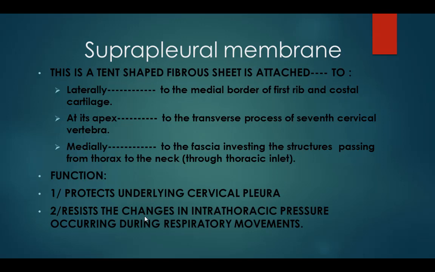This is a tent-shaped fibrous sheet attached to the medial border of the first rib and costal cartilage laterally, and attached to the transverse process of the 7th cervical vertebra at the apex, and medially it's attached to the fascia investing the structures passing from the thorax to the neck. Its function is to protect the underlying cervical pleura and resist the change in intrathoracic pressure occurring during respiratory movement.